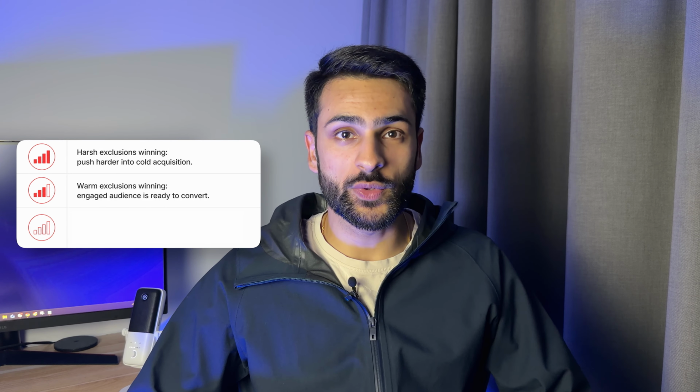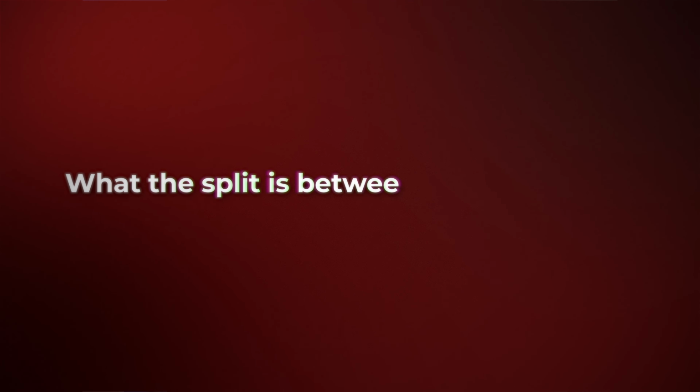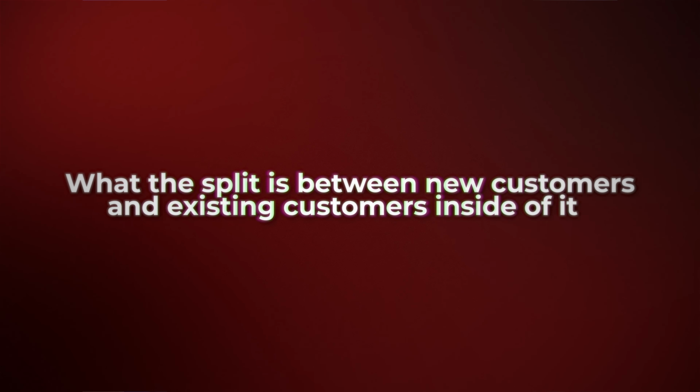And then the no exclusion campaign. That one's gonna look like it's winning almost every time because it's got access to the easiest conversions on your account, which is usually returning customers. The real question isn't whether it's winning, the question is what the split is between new customers and existing customers inside it. And you can get that split directly from your third-party attribution, whether that's Triple Whale or Emotive, because they'll break delivery down by new versus returning customers for you.